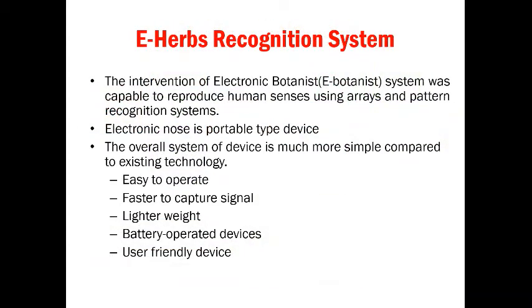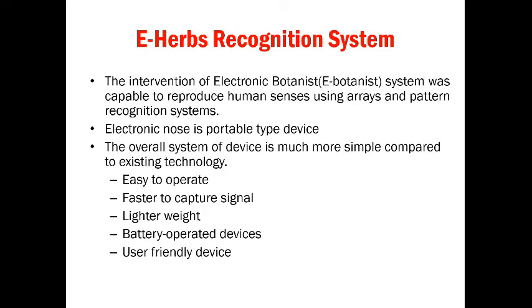Based on discussion with the botanist and also from the review paper, we propose and develop an e-herbs recognition system. For the system, we just focus on herbs with aroma. So this is the electronic botanist system. It's capable of reproducing the human sense using an array and a pattern recognition system.